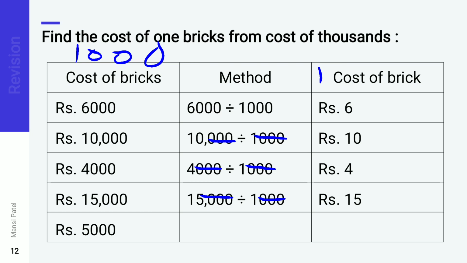And in the last, the cost for the 1000 bricks is 5000 rupees. So do the division. 5000 divided by 1000. 3 zeros and 3 zeros cut. So what is the cost for one brick? So we can say that the cost for one brick is rupees 5. Like this way, if you want to find out the cost of one thing from many things, then you have to do the division.